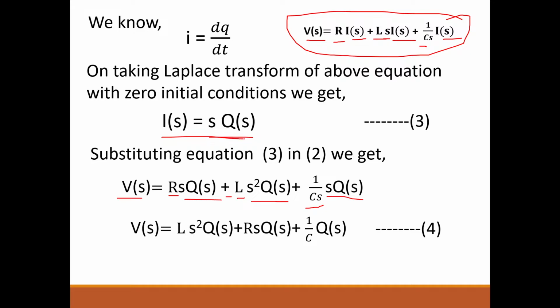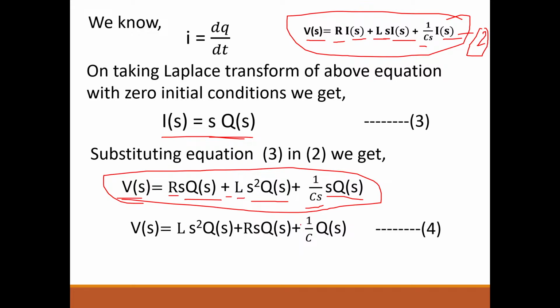So we have substituted this equation 3. This was our equation 2 in the previous slide. In this equation 2, I have substituted equation 3, and you will get this equation. Now if we observe here, this s and this s will cancel. What is left over? V of s is equal to L s square Q of s plus R s Q of s plus 1 by C Q of s.